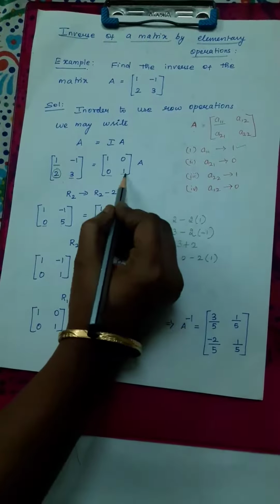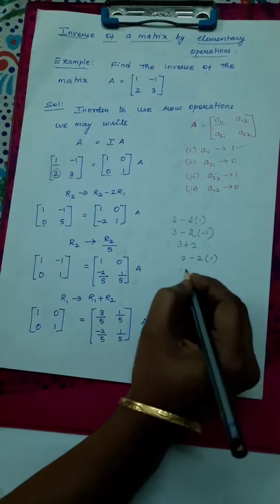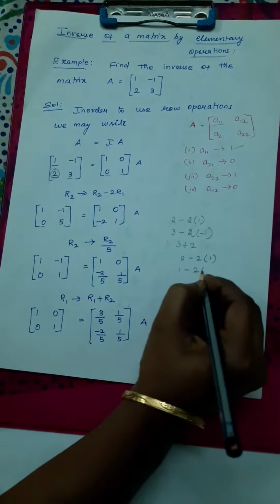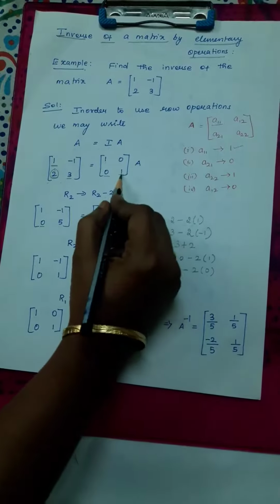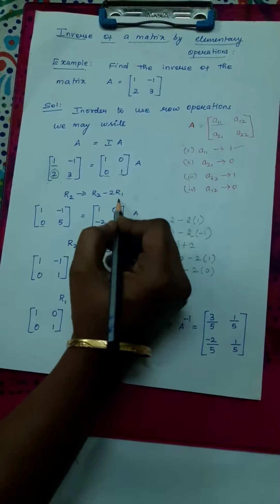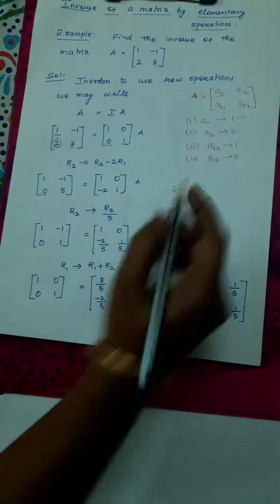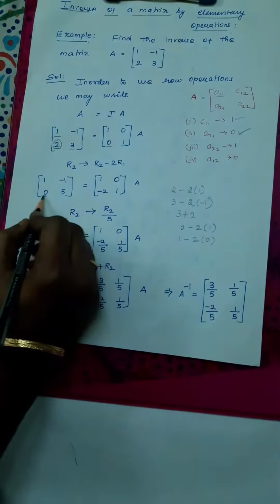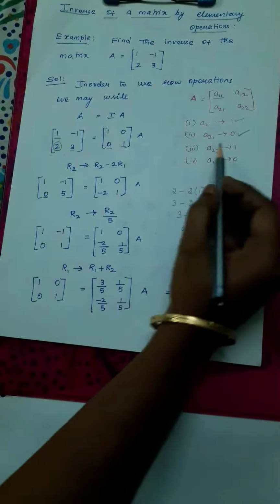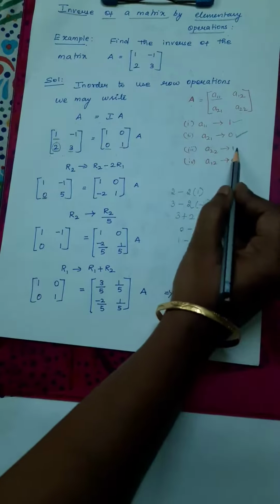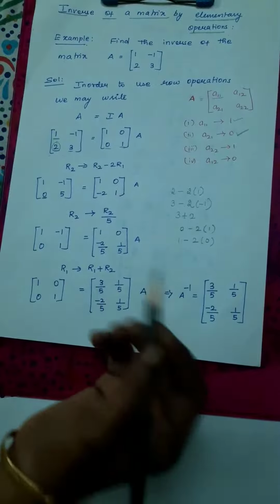Take the second element 1. So 1 minus 2 times the corresponding element, which is 0. So 1 minus 0 is 1. Now the second step is over. Now the position has changed to 0. Now what is the third step? We need to convert the A22 position as 1. What is there in the A22 position?